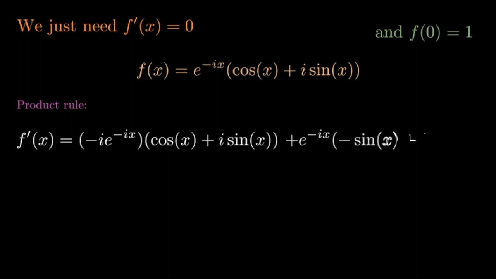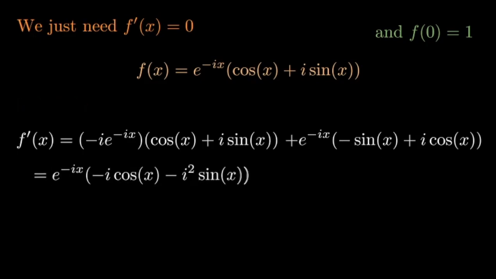Now leaving the first factor alone but differentiating the second factor, we have sine x but with a minus sign plus i cosine x. Now if we expand this first term out, we'll have e to the minus ix minus i cosine x minus i squared sine x.